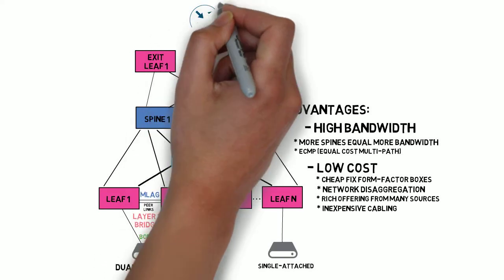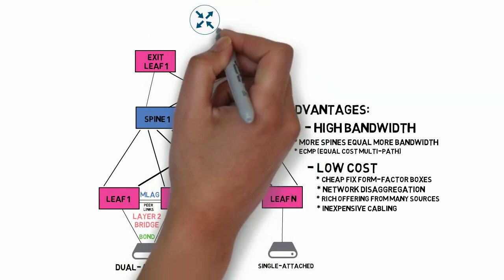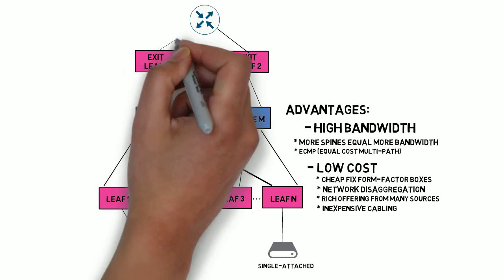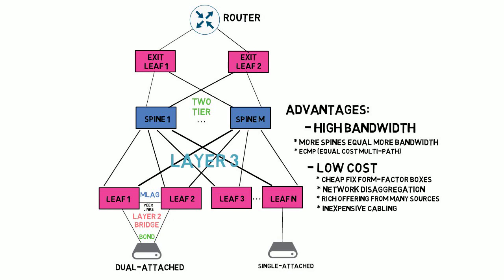The important characteristic here is that you use the leaf or all of the spines to connect to the rest of the network, and you create two extra leaves, which are called the exit leaves. If you are a very large network with more than just a small set, you can have more exit leaves. You don't have to have just two, but two is the minimum.